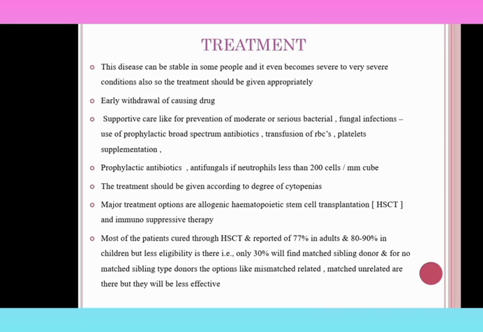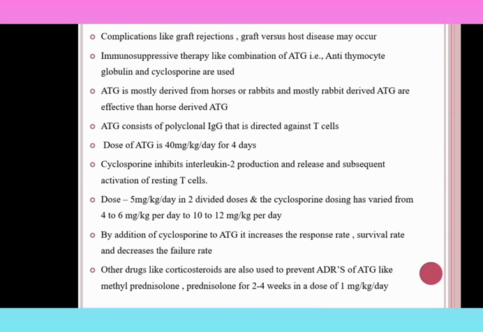But the major disadvantage is the limited eligibility. Only 30% of people will find a matched sibling donor. For cases with no matched sibling donor, the options are mismatched related or matched but unrelated donors, but they may be less effective compared with matched sibling donor cases. Now, the complications include graft rejection and graft versus host disease.